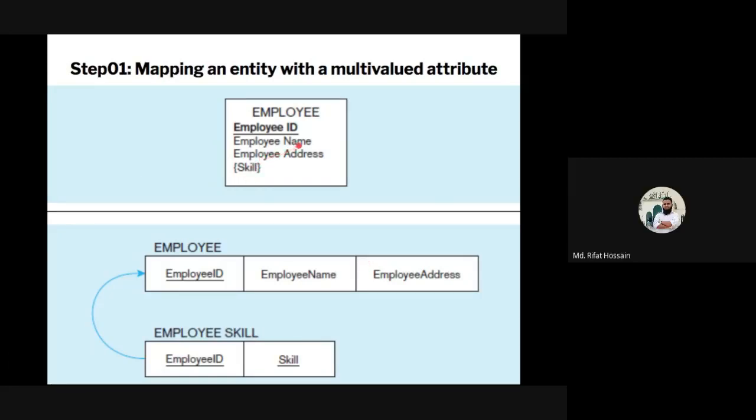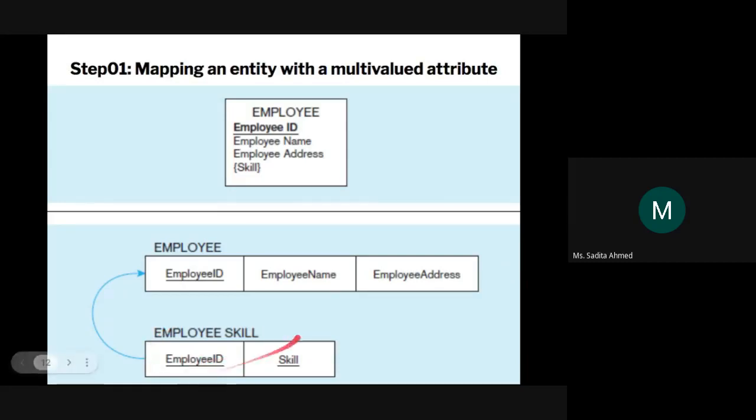And from the original relation, the employee relation, we take skill out of it. For the employee entity, the employee relation we made, we will not place skill inside that relation at all. We will make a new relation for skill. In it I will keep skill, and I will bring the primary key of my original entity into this new relation. Okay?